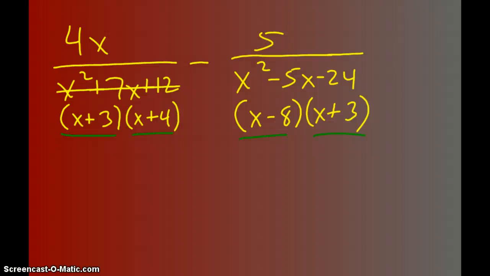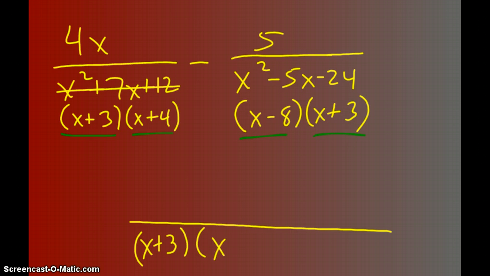So therefore, the common denominator to this problem is going to be x plus 3, x plus 4, x minus 8, because those are the 3 parts that show up in the bottom. When I look at my first problem, in order to make this x plus 3, x plus 4 look like the denominator in my answer, I need the x minus 8. And whatever I do to the bottom, I've got to do to the top. So that's 4x squared minus 32x.